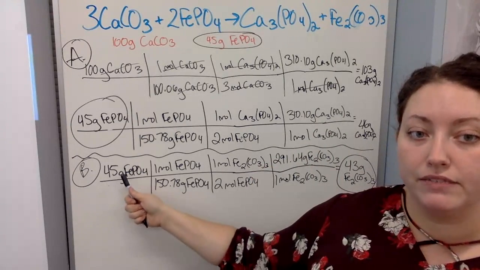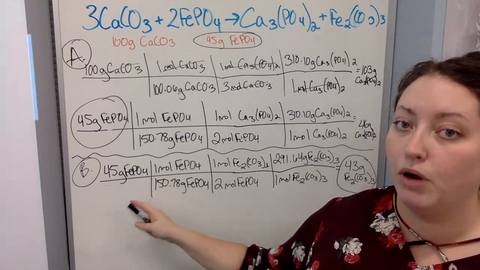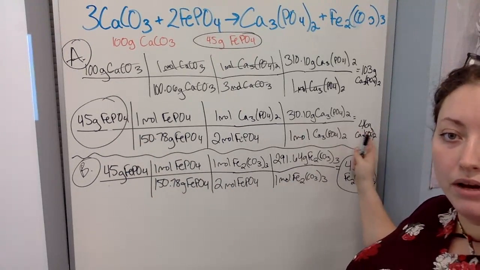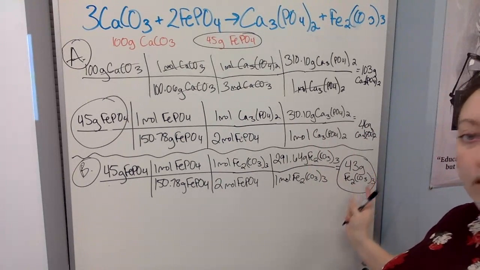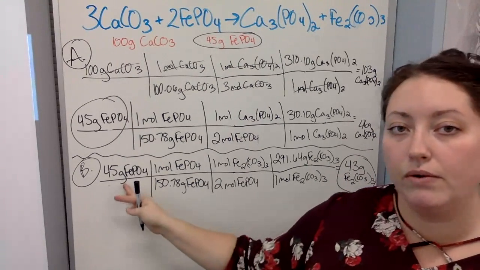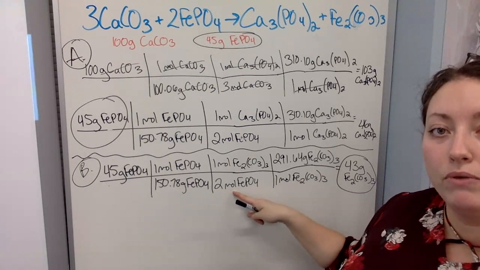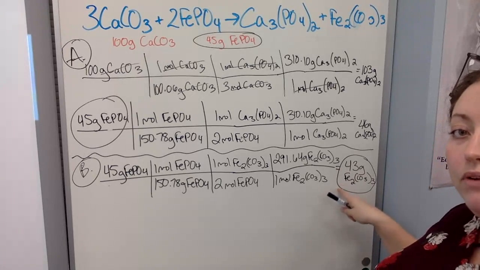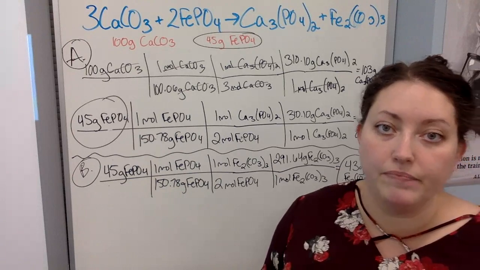Now that we know the limiting reactant is the 45 grams of iron phosphate, B is asking how much product can you produce with that? So you've already answered that for this product, the calcium phosphate here. Now we need to figure out how much of our other product, the iron carbonate, in the second part here. So we're starting with the limiting reactant, converting it into moles, using the mole ratio, converting it back to mass to determine that we can make 43 grams of iron carbonate using this much of our limiting reactant.